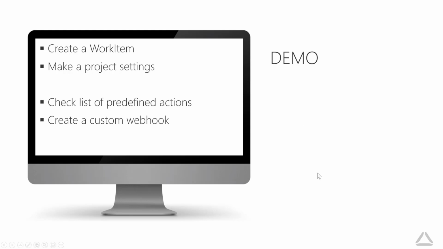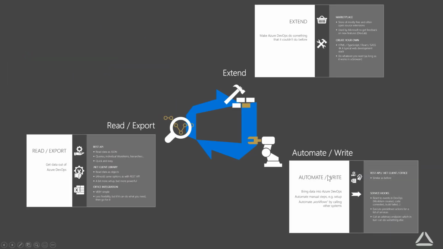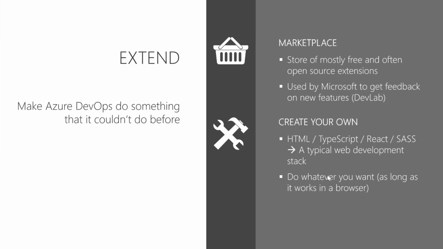So we can go on to the last part, and the last part is extending Azure DevOps. That means that if Azure DevOps doesn't do something that you want it to do, then you can check the marketplace. This is very similar to the Visual Studio Code marketplace, where you have a lot of resources that are often free and often open source, so you can just use them, look at the sources and improve them. And if you want, you can also use the Microsoft DevLab extensions that are on there that Microsoft uses to get feedback on new features.